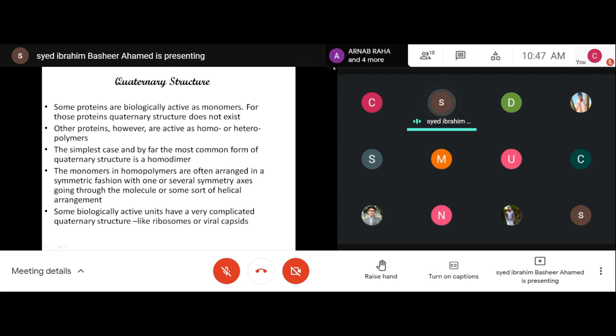So if you have one molecule, the other molecule can be generated by operating symmetry. There may be two-fold symmetry, three-fold symmetry, or four-fold, depending upon the protein. There are various examples of quaternary structural arrangements of homopolymers. Some proteins have a complex symmetry as well, and some proteins don't have any symmetry. We will see some examples of these cases.